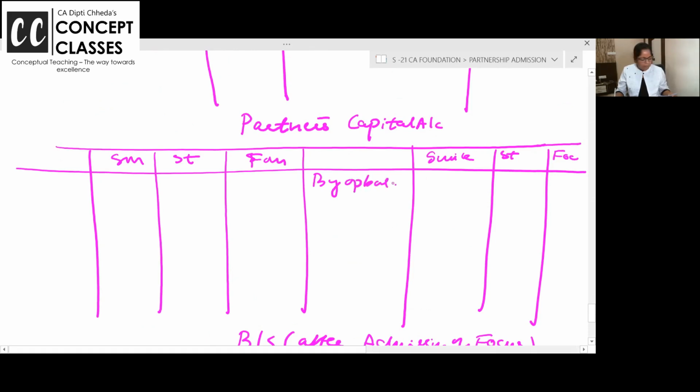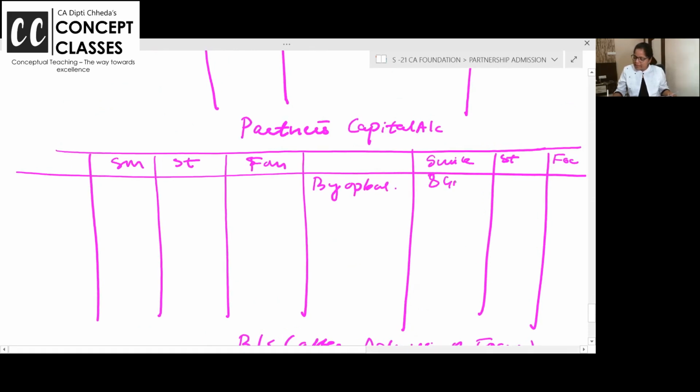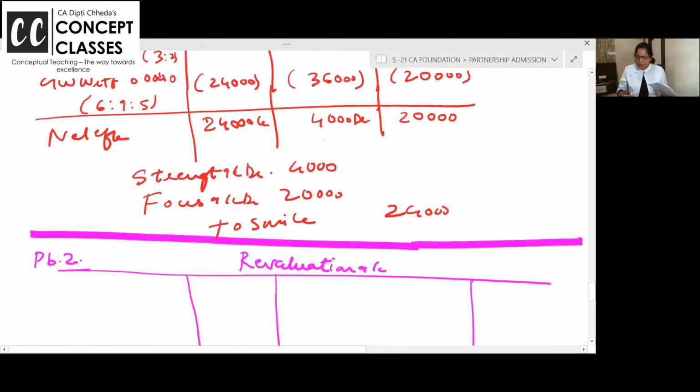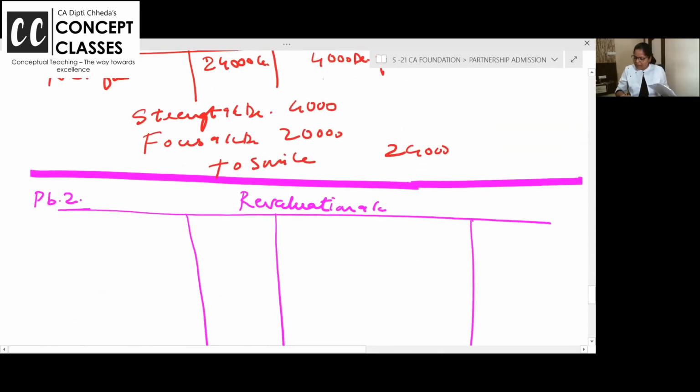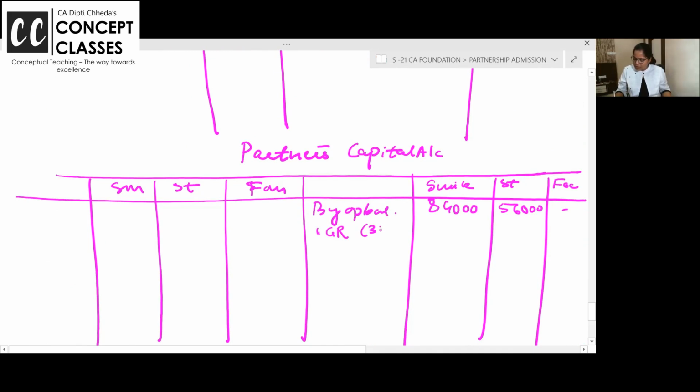By opening balance. Smile is 84,000. Strength is 56,000. Opening capital is ready. Okay. And in the opening balance sheet only, after the capitals, you have general reserve. So general reserve definitely you can give to old partners, old ratio. Ratio हमने यहाँ working note 1 में बना के रखा है 3:2. So how much is general reserve? 20,000. Give it to old partners, old ratio.